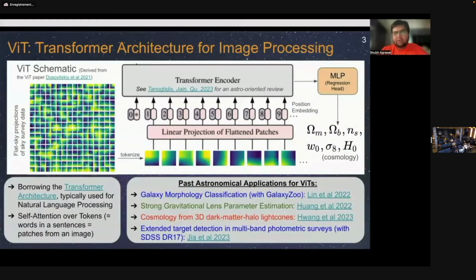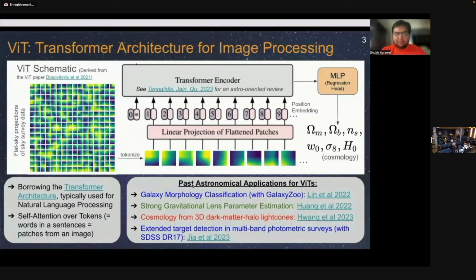We specifically explore vision transformers as a compression model. Transformers use the self-attention mechanism over sequential tokens. For a normal language processing task, it's words in a sentence. For us, it's patches from an image. We linearly project these to a lower dimensional space, add some positional embeddings to still encode some information about the ordering. All of this is fed into a transformer encoder and finally an MLP infers your favorite cosmological parameters.